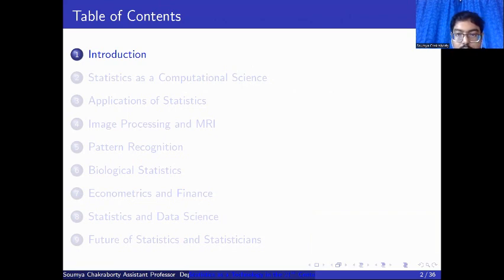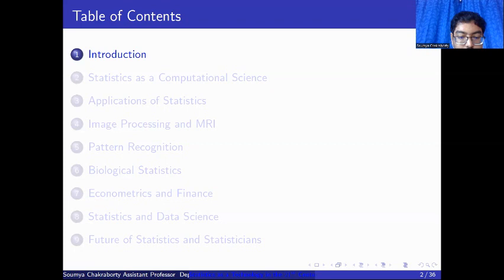technological fields like image processing and its application in medical imaging related to MRI, then pattern recognition, then a very vast branch of applied statistics called biological statistics, which contains medical statistics and statistical genomics, then econometrics and finance, another very important field of research. Then I will finally conclude this talk with a topic that is called data science.